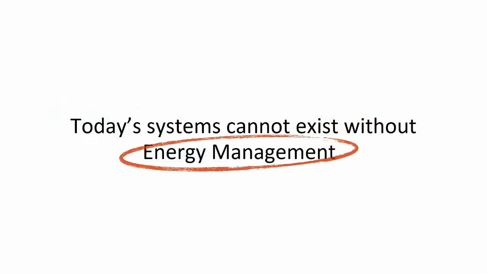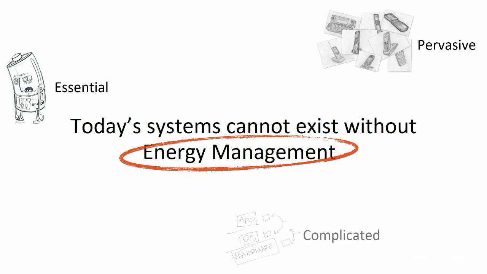So in summary, we have these mechanisms, energy management, that we cannot live without, found on almost all systems, and extremely complicated. This is a perfect storm for security. And yet no studies have actually looked at this. And so in this work, we study these mechanisms and show that these systems can be fragile in terms of security.